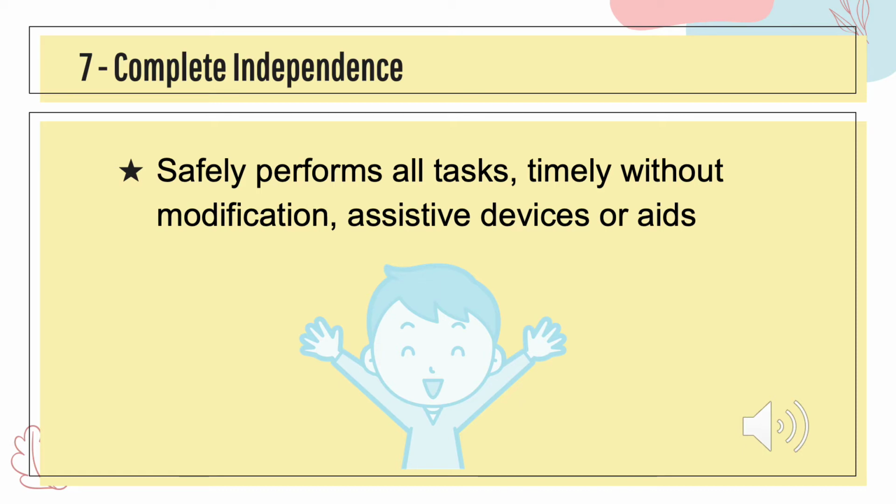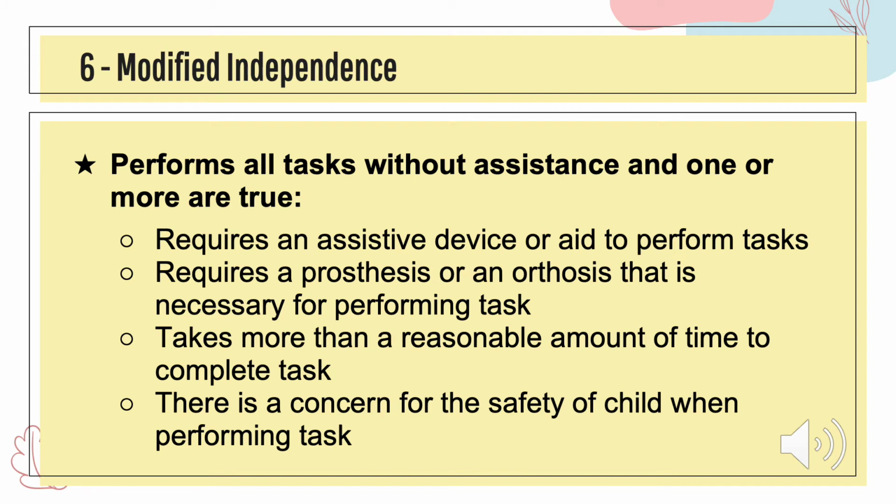Level 7, complete independence. This is the highest level that you can score on the WeeFIM, and the description is the child safely performs all tasks timely without modification, assistive devices, or aids. The next level is level 6, which is modified independence, and this is when the child can perform all tasks without assistance and one or more of the following are true. Requires an assistive device or an aid to perform the task, requires the use of an orthosis, takes more than a reasonable amount of time to perform a task than it normally should, or if there is a safety concern.